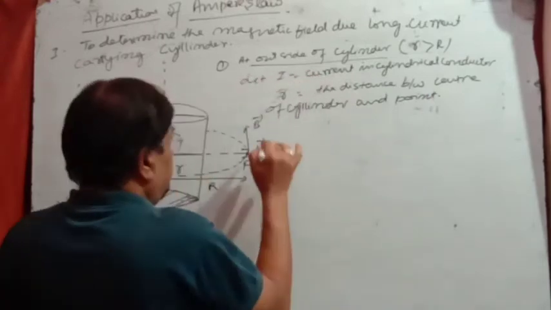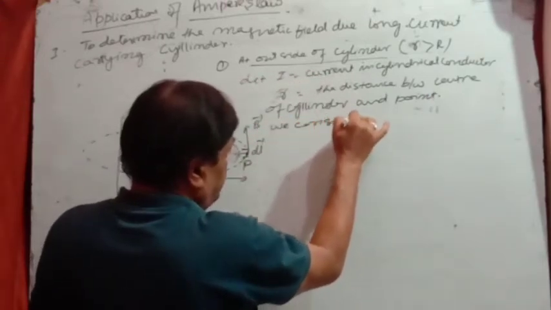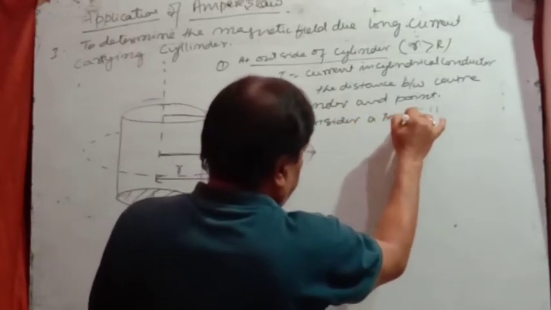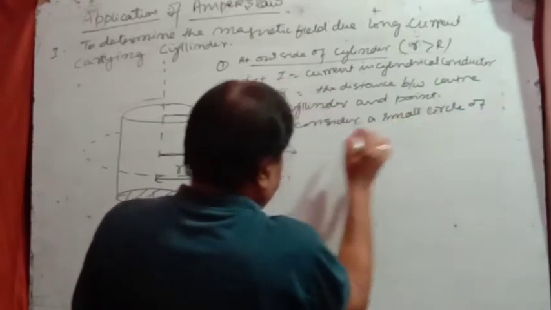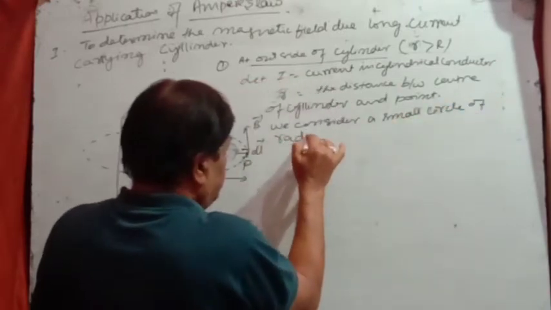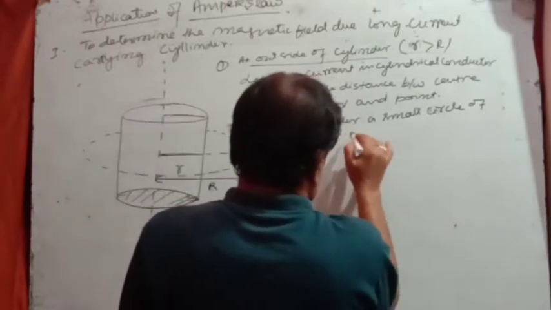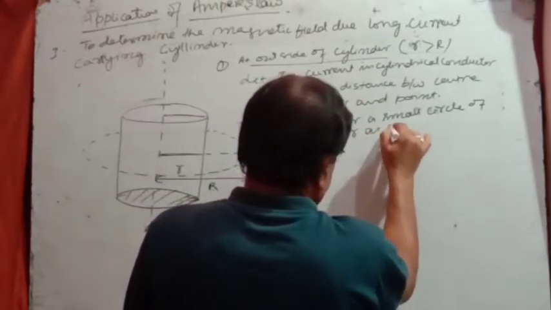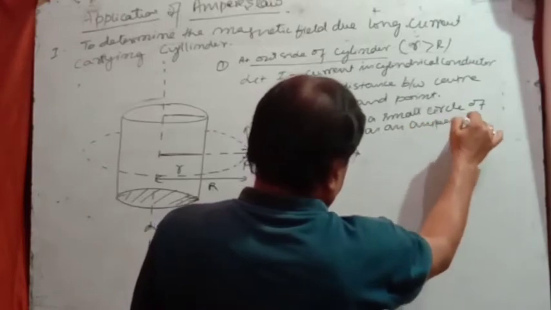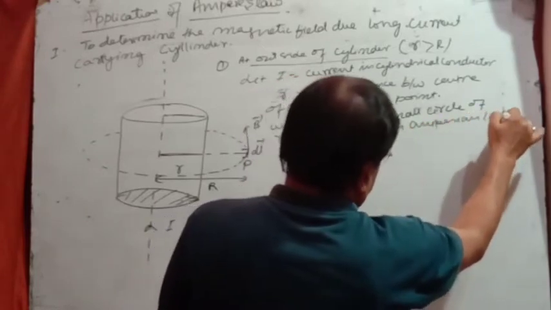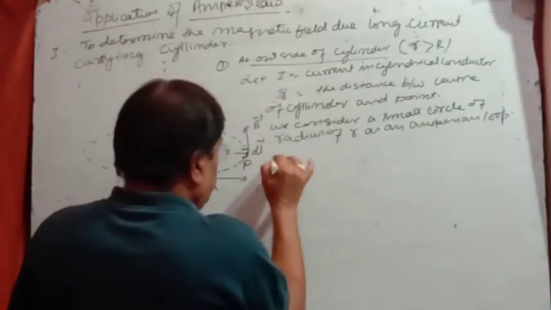Okay, we consider a small circle of radius r as an Amperian loop. Now we consider the small part dl.